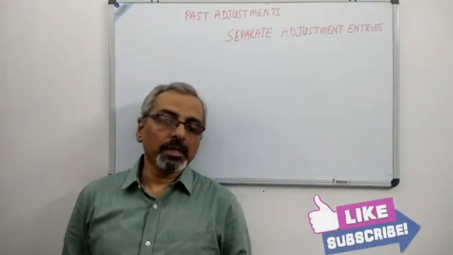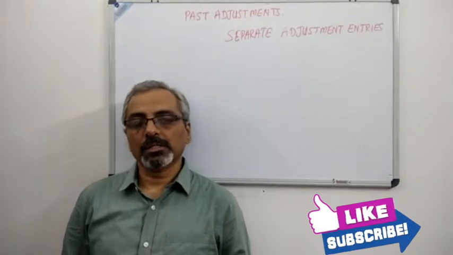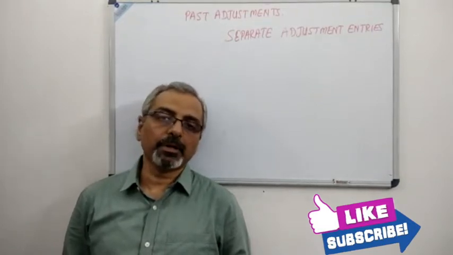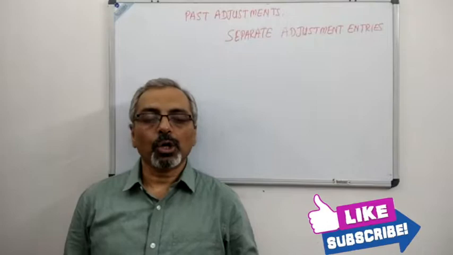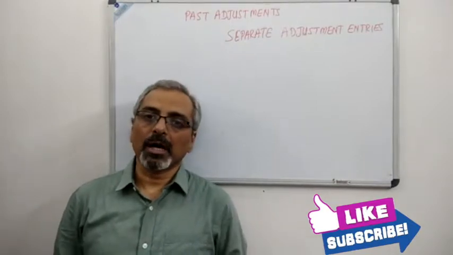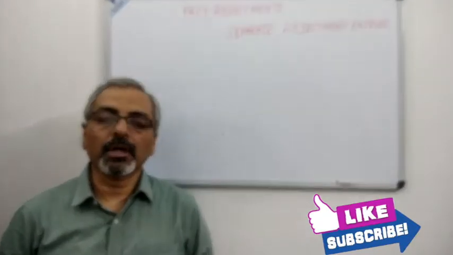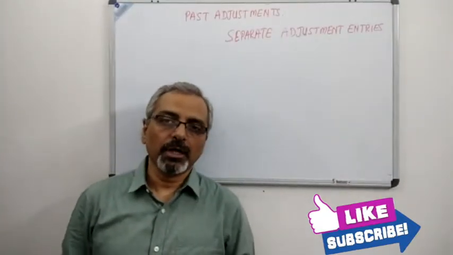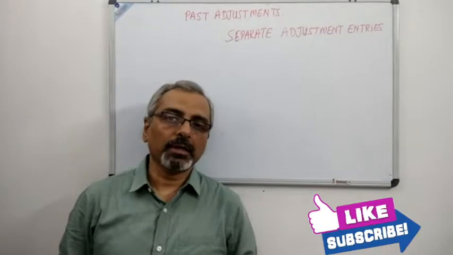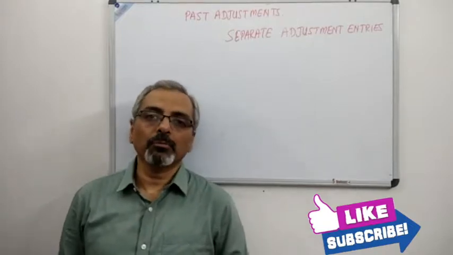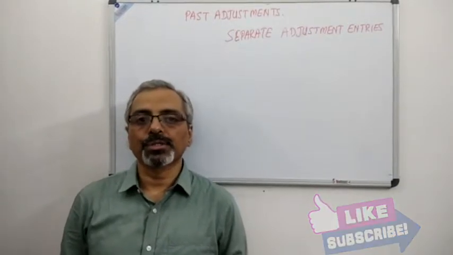Everyone, in my previous class, I've explained to you the past adjustment with the help of separate adjustment entries. We had not prepared the adjustment account. If you remember, we have not prepared a column to show the adjustment account, but we had done journal entries for it. And if you remember, there was only one error. Today, I'll take more than one error and see how it is done.